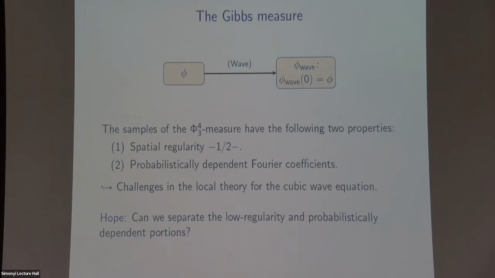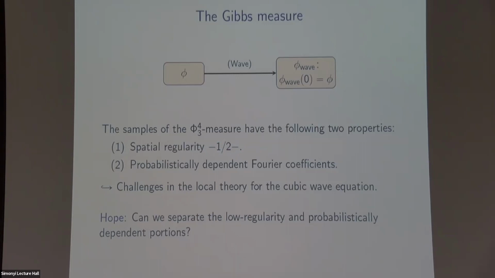Now, as we mentioned, there are different properties of these samples that make this rather challenging. So one aspect is the spatial regularity of -1/2 minus. Unfortunately, I don't really have time to explain exactly where this number comes from. As I said, it's 1 minus dimension over 2. Feel free to ask me about it after the talk or tomorrow, whatever. But here, it would take me a little bit too far astray.